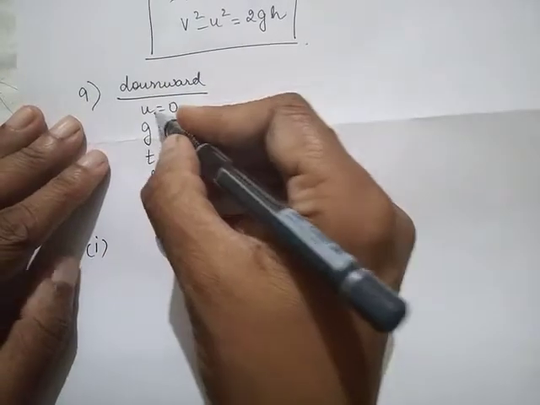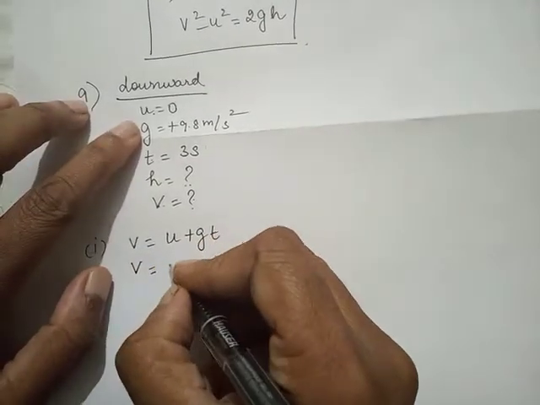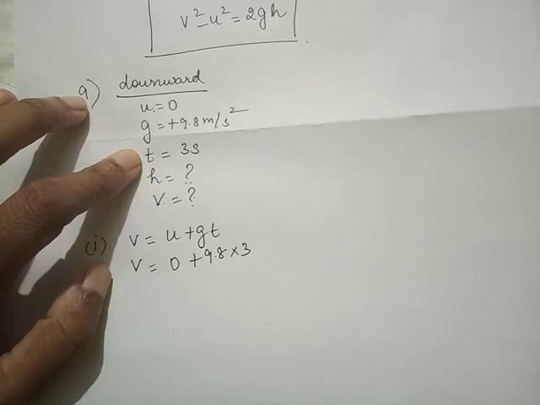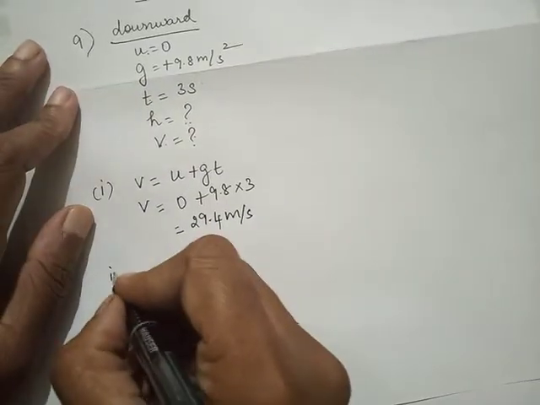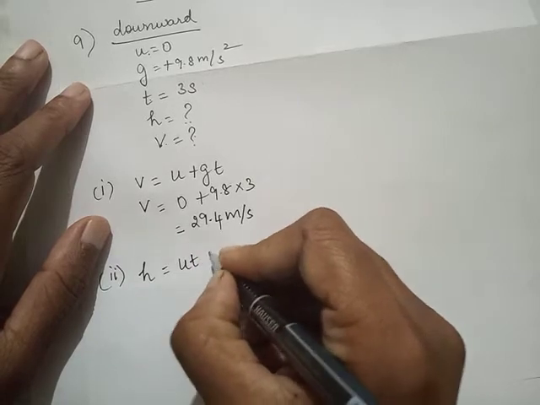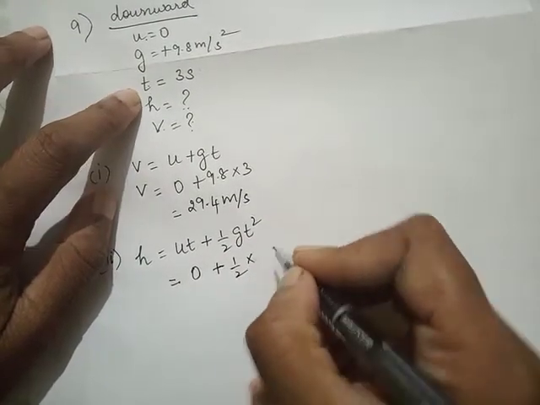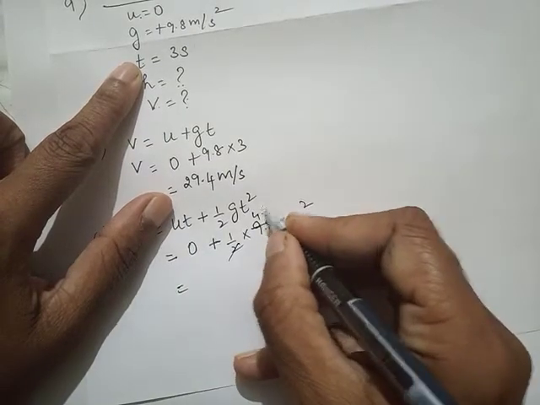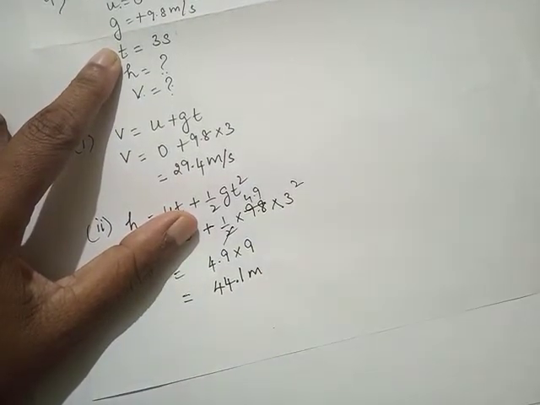So u, g, t are there and we can use the first equation. v is equal to u plus gt. u is 0, g is 9.8 into 3. 9.8 into 3 will be 29.4 meter per second. And the second one, we have to find h. You can take the first, second, or third equation. ut plus half gt square. So u is 0, so this term will become 0. Half into 9.8 into t square, which is 3 square. So 4.9 into 9 will be 44.1 meters.